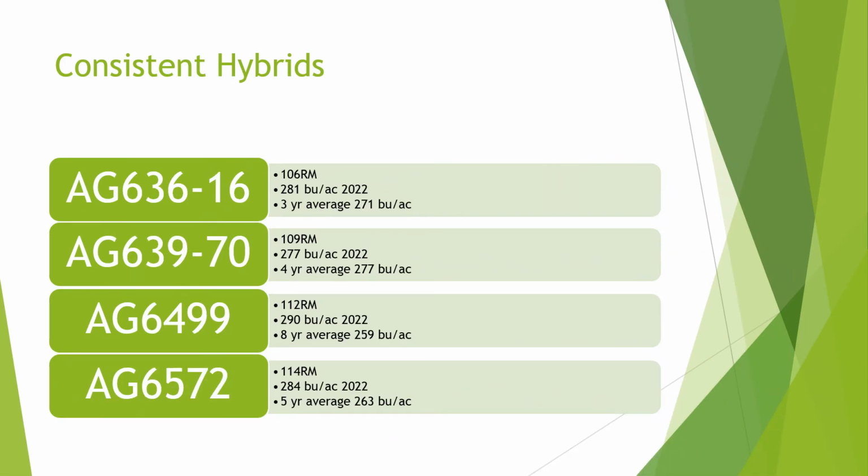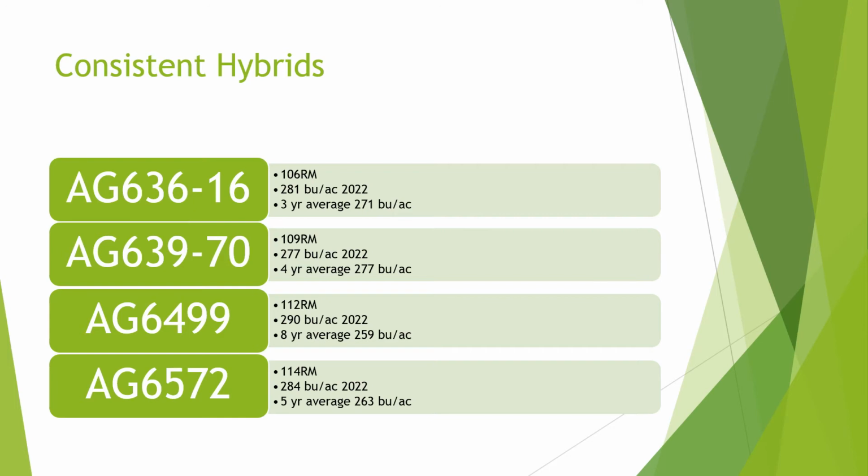And then there's 4 hybrids that I want to talk about that I would consider as consistent hybrids. They're just steady, do really well. 636.16 is 106 day, made 280 bushel for us this year, 281, with a 3-year average in our plot of 271. Being a 106 day, it's definitely a smaller marketplace for us in this area, and it's a family B product, so it tends to have a little more average test weight, so just keep that in mind.